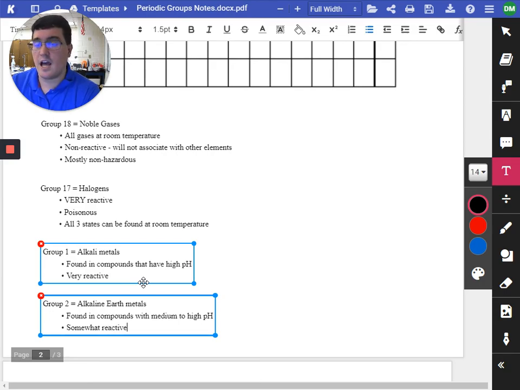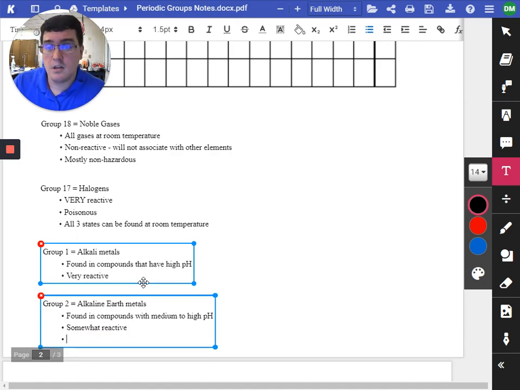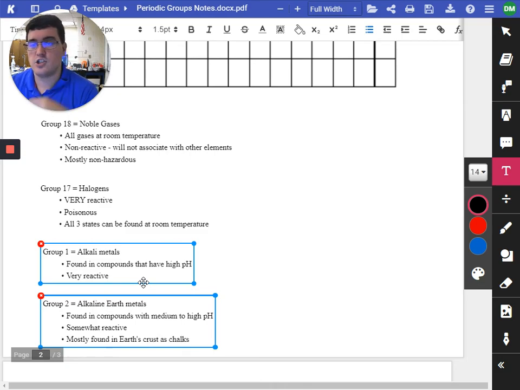Just like you may have seen in the Mendeleev activity, they are very close in properties to the alkali metals, but just a little bit less. The alkali metals are extra. These guys are a little bit less, somewhat reactive, and of course, what's their name? Alkaline earth metals. These are mostly found in Earth's crust as chalks. Chalks are a kind of compound. When I say the name chalk, everybody thinks of sidewalk chalk or blackboard chalk, if you've ever seen one of those old blackboards.